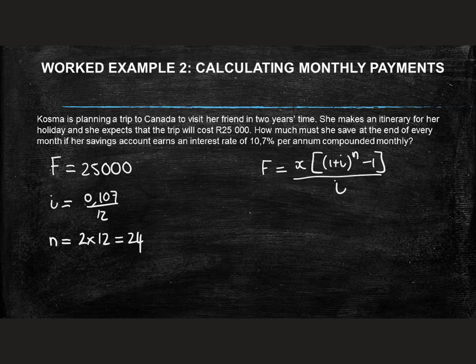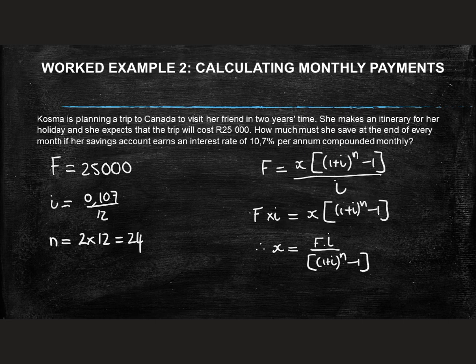I hope you've given this a try. Let us rewrite the formula and make x the subject. First things first, F multiplied by i equals x into 1 plus i to the n minus 1. Therefore, x is going to be equal to F times i all over 1 plus i to the n minus 1. We plug in all our variables into our calculator, and what we find is that she would have had to have saved 938 Rand and 80 cents.